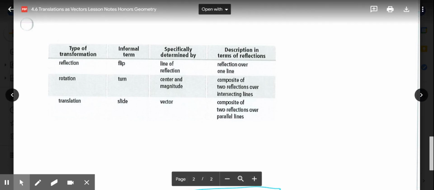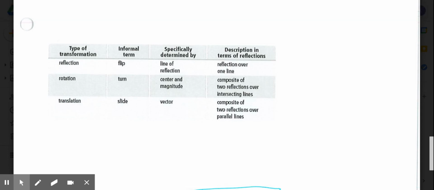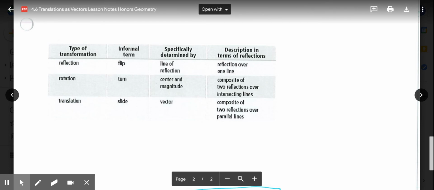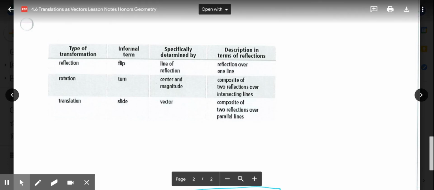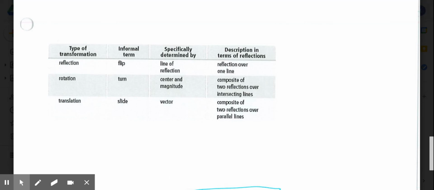What's a rotation? Well, a rotation can be called a turn. It's determined by the center and the magnitude. And the rotation is the composite of 2 reflections over intersecting lines. And then we're going back to what we looked at today, a translation, which can be a slide or a shift. That's determined by its vector, and that's the composite of 2 reflections over parallel lines.